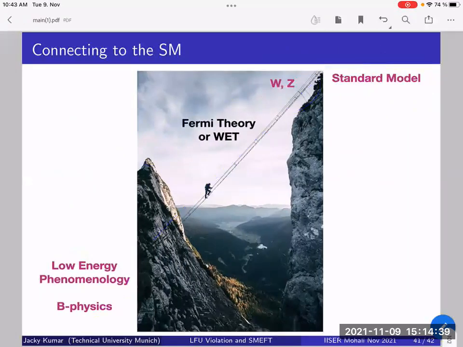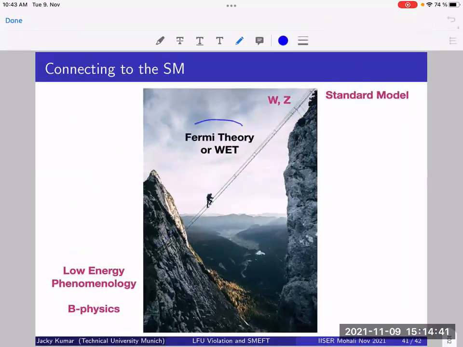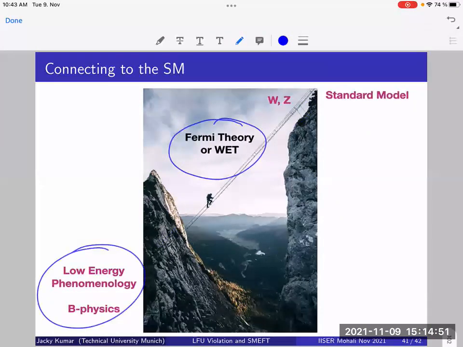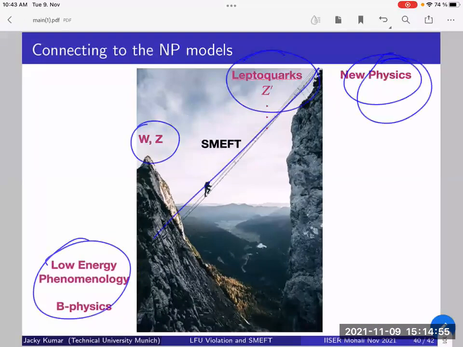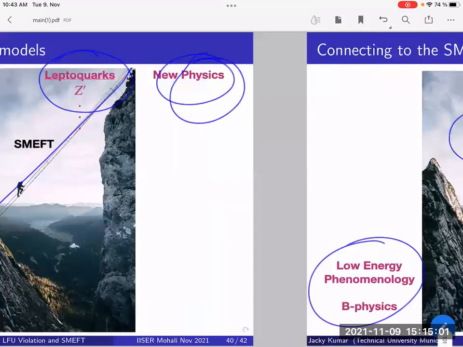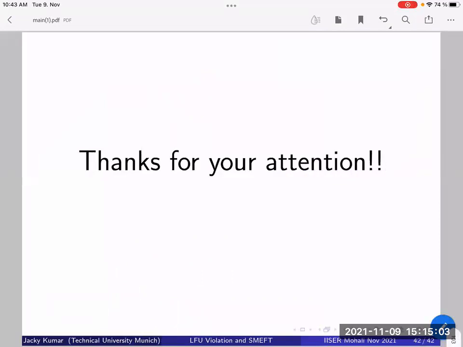Like the Fermi theory. When the standard model was not known, you could study these B decays using Fermi theory. So at that point, Fermi theory was very useful to test the standard model. In similar fashion, now SMEFT can play a similar role to test new physics or to know the structure of new physics. Okay, so that's all.